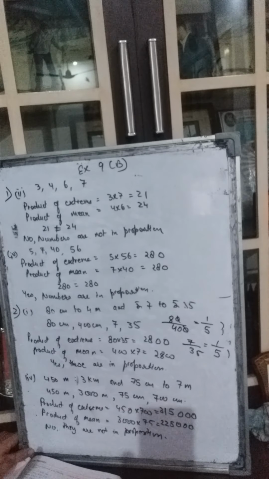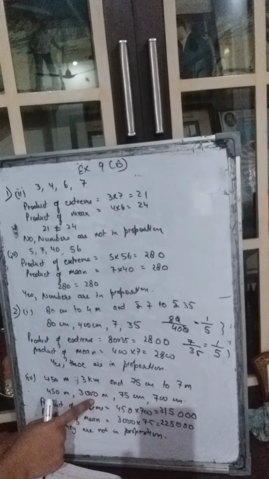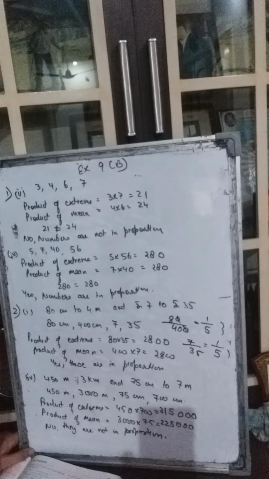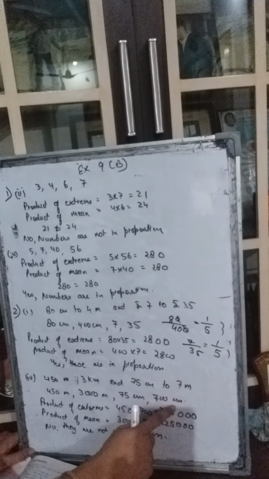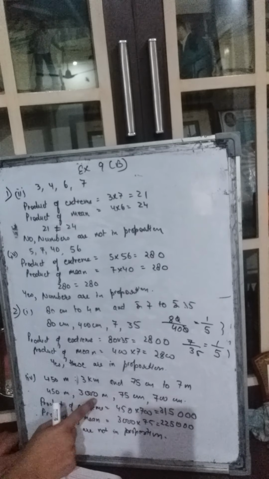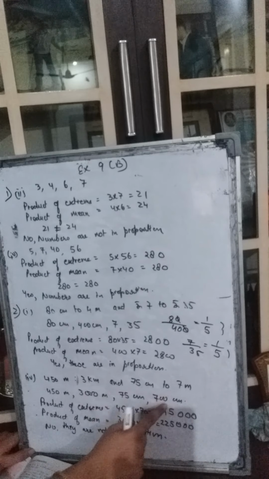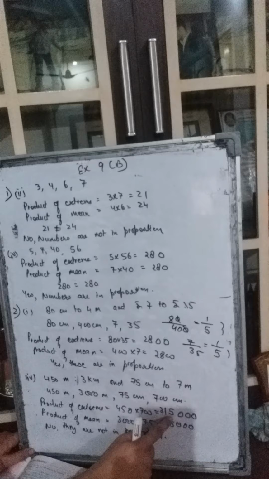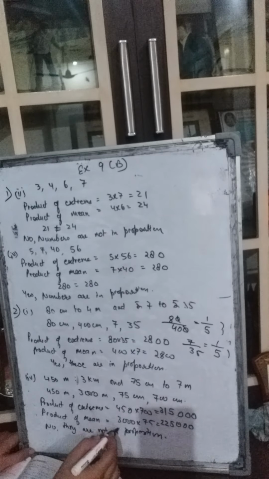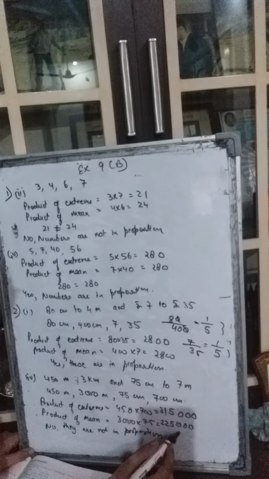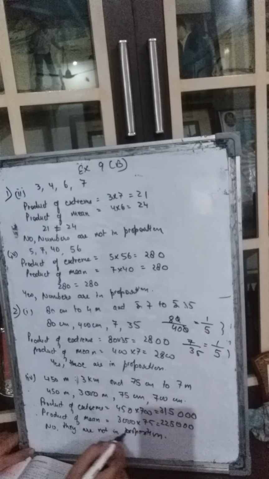Okay. So what we have done, 450 meter written like this. This 3 kilometer we have changed to 3000 meter. Then what is the third number here? 75 centimeter. And this 7 meter we have changed to 700 centimeter. Four numbers are there now. Find out the product of extremes. 450 into 700. That gives you 3,15,000. And the product of means is equal to 3000 into 75, this gives you 2,25,000. Right? So both are not equal. So that means they are not in proportion.